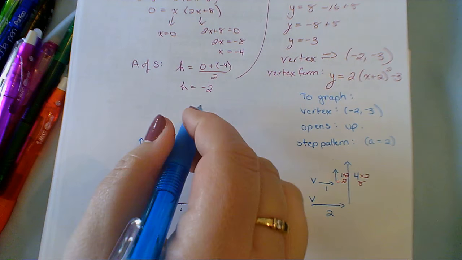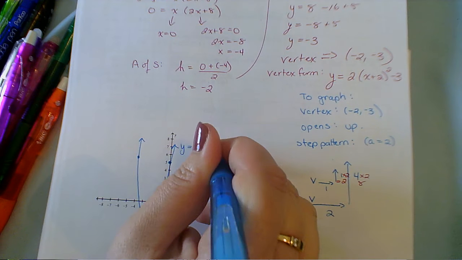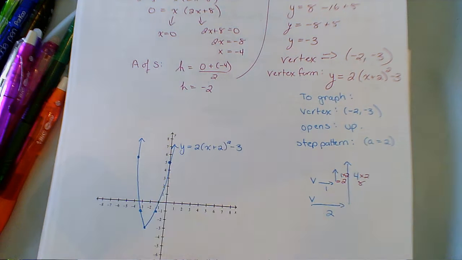Make sure you put your arrows, and of course, you should also label it with either name. It doesn't matter if you call it by its vertex form name or its standard form name, because it's the same parabola.